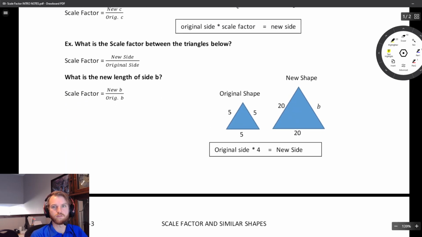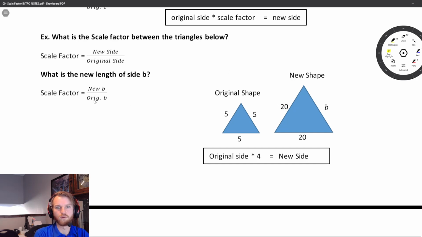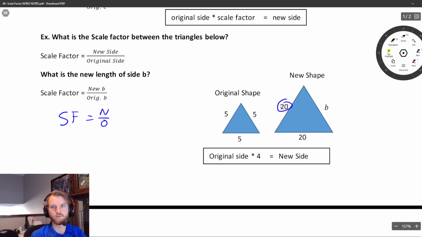This example says, what's the scale factor between the triangles below? It says to use side B, but actually it's maybe even a typo. If we're going to find the scale factor, we need to find a new side divided by an original side. So I'm going to pick these sides here to be my pairs of sides. This is my new shape, this is my original, so the new one is going to go on top, and the original one's going to go on bottom.